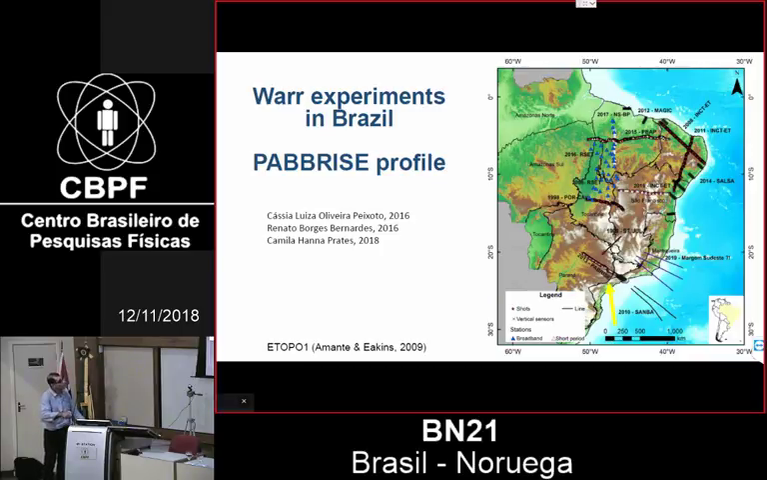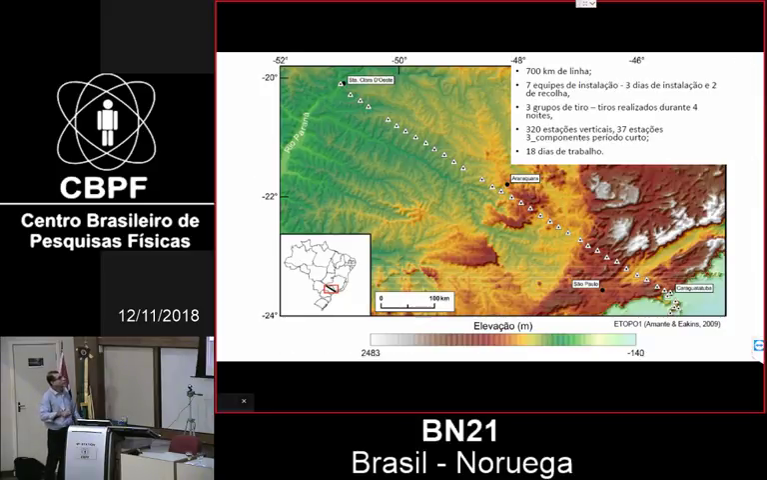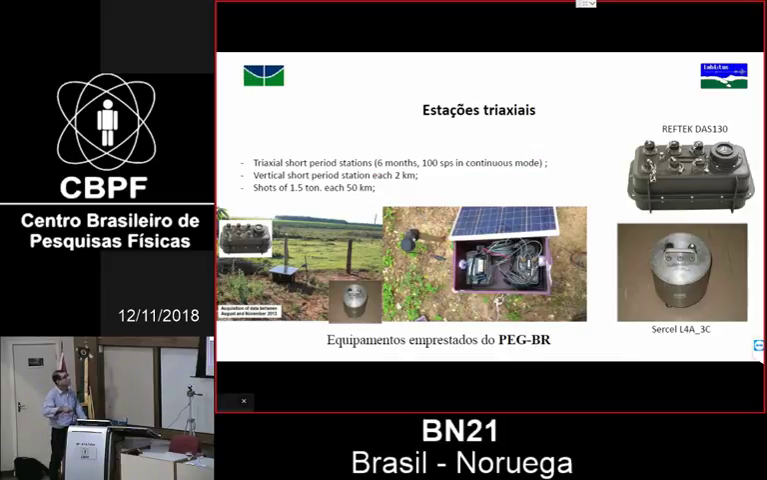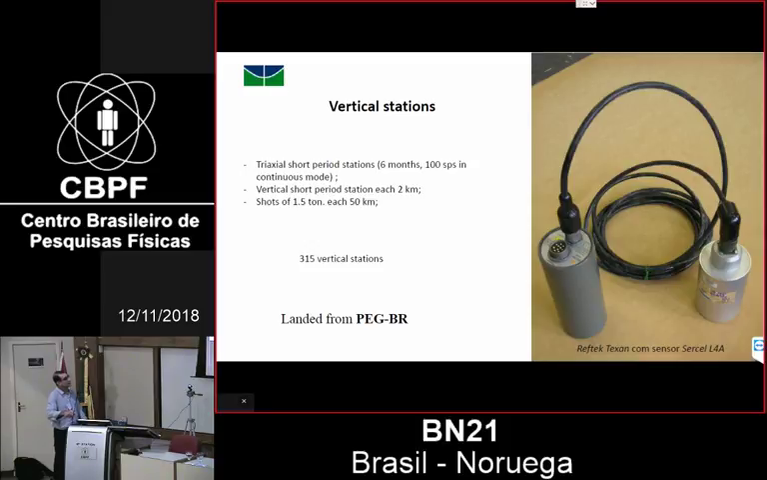Okay, now I'll talk about the Fabrizio profile very quickly, because you have a lot of data. I will show the work that we did here. In the first moment, we deployed 3-axial stations for receiver function study. They stayed working continuously for 6, 8, 9 months. After that, we complemented the line with vertical sensors. This is a kind of sensor that you have from the PEG-BR from Brazil. We have almost 300 vertical sensors that you can use.